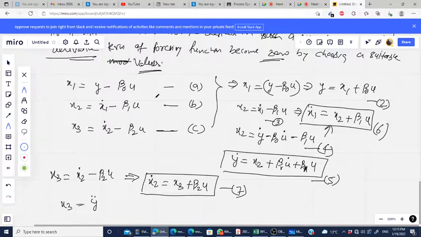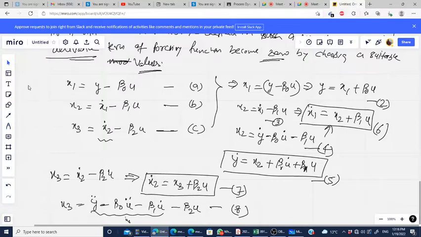x2 dot is nothing but y double dot minus of x1 dot. Yes or no? If we take the double dot here, double dot of what? Do you understand or not? Minus beta naught u double dot, minus beta 1 u dot, minus beta 2 u. Am I right? Just put the value. So this is nothing but x2 dot. Let's say this is equation number 8.